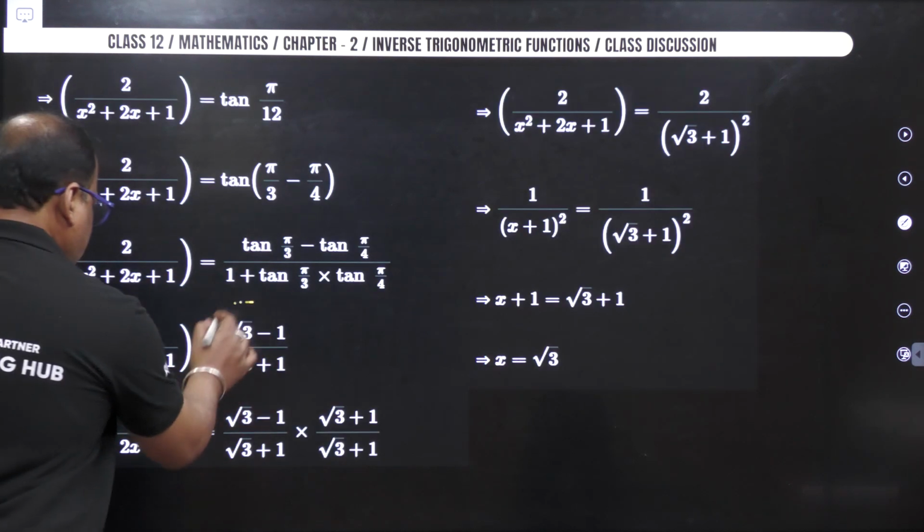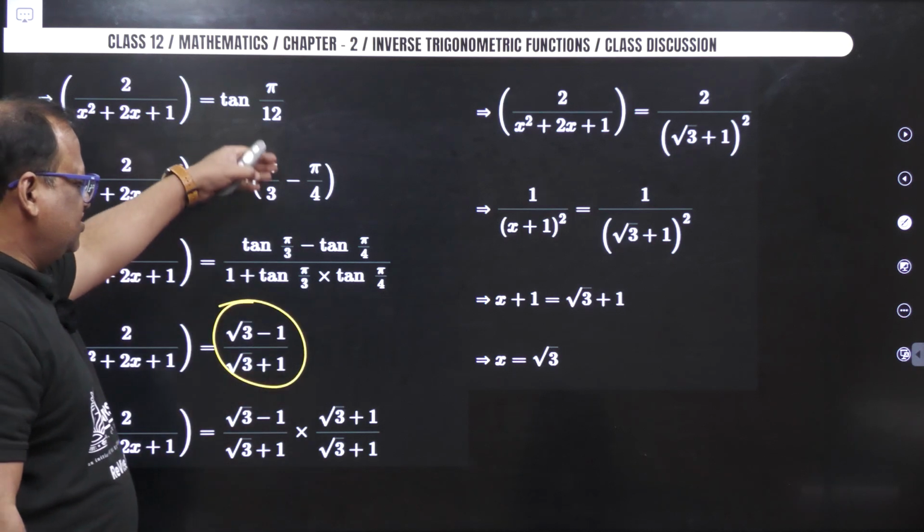Yes, root 3 minus 1 by root 3 plus 1. So this is the proof. Proof is not required for you.